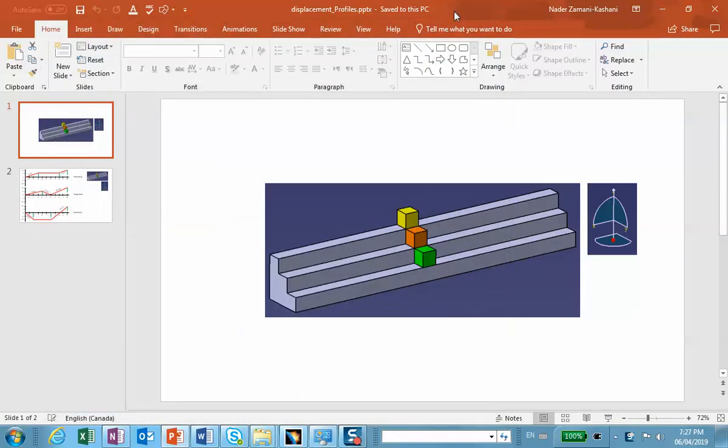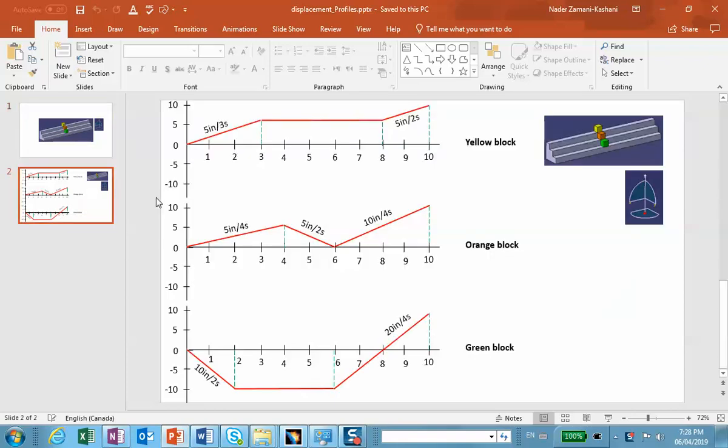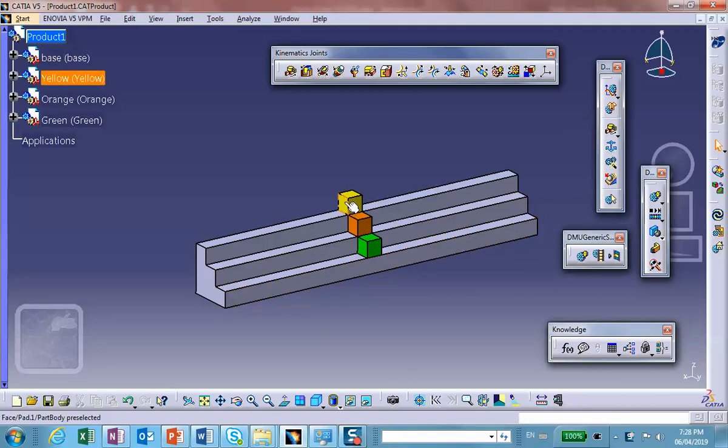Hi folks, this is the last video clip that I'm going to do before your final exam, which is in a few days. And the reason that I'm doing this is relatively simple. I have 3 blocks shown here, yellow, orange, and green, and they're moving on a prismatic joint along these 3 tracks.